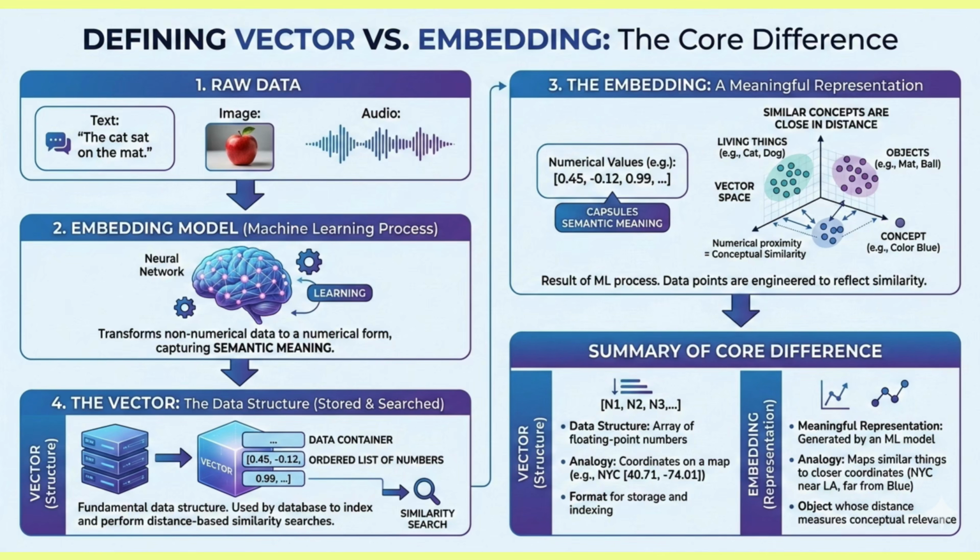An embedding is the result of a machine learning process that transforms complex, non-numerical data like text, images, or audio into a vector. An embedding is a vector that captures the semantic meaning or essential characteristics of the original data. It is the meaningful object. It's generated by an embedding model and engineered so that data points that are conceptually similar are mapped to vectors that are numerically close to each other in the vector space.